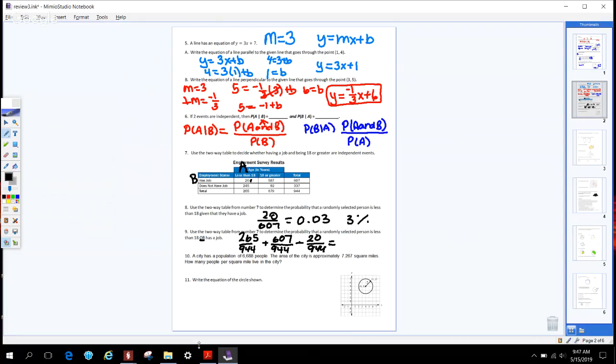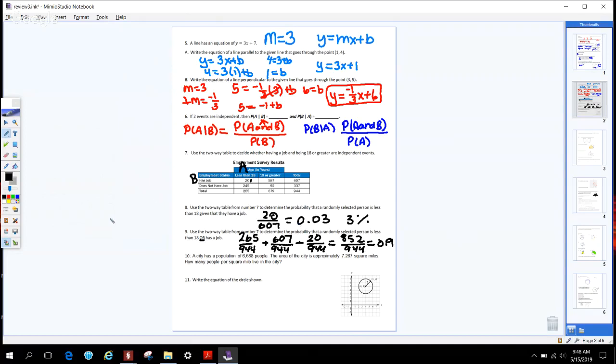So then on the calculator, 265 plus 607 minus 20 equals 852. Divided by 944. And then that would give us our decimal, 0.9. So you have to remember to subtract. Don't forget, when you add or subtract fractions, you don't touch the denominators. The denominators stay the same.